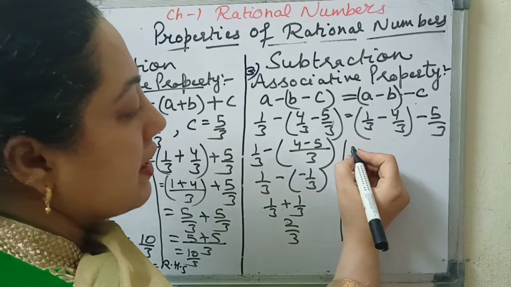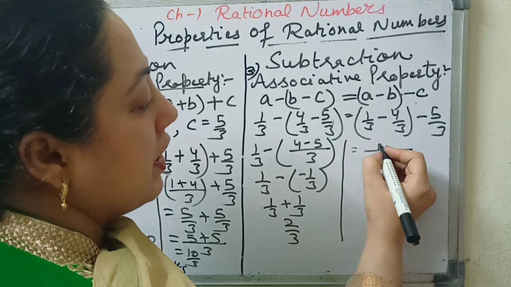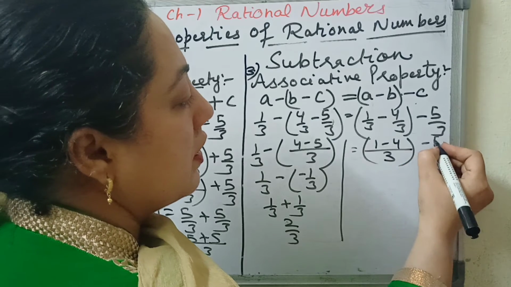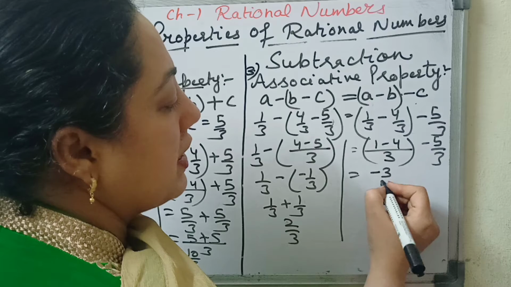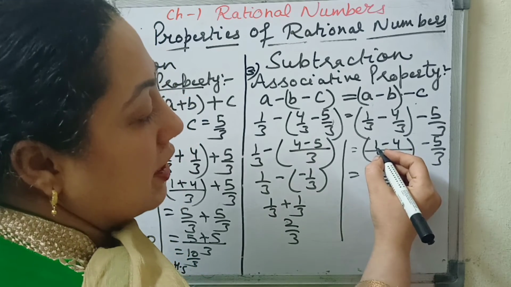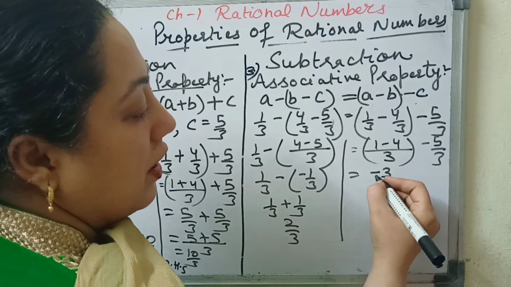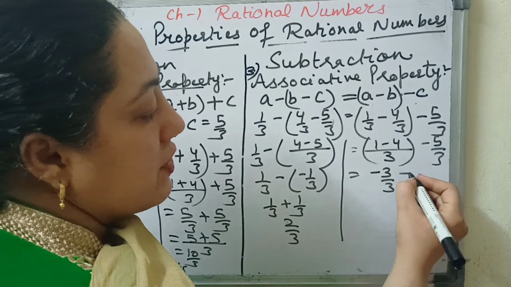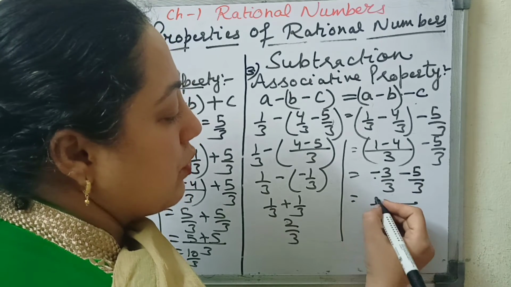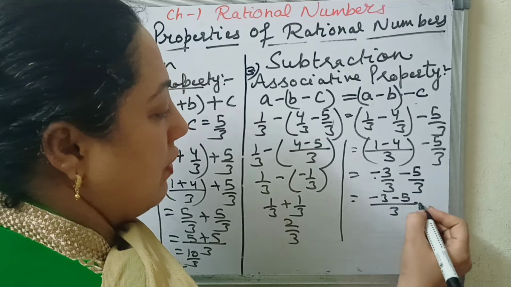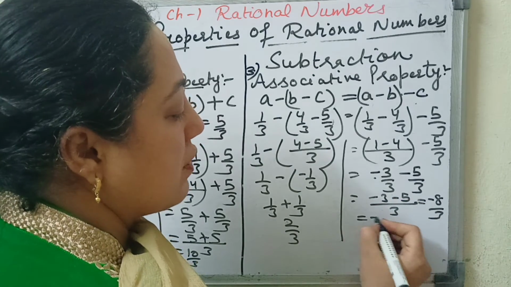But in this case, right hand side, I will solve this bracket. First of all, the LCM is 3 and 1 minus 4 is in the numerator which I solve and I will get here minus 3 over 3. 4 minus 1 is 3 and you will put the sign of the greatest term, that is 4, and its sign is negative, so I put here negative sign. Now it is minus minus, again plus. LCM is 3, minus 5 and minus 5, 6, 7, 8. It is minus 8 over 3.